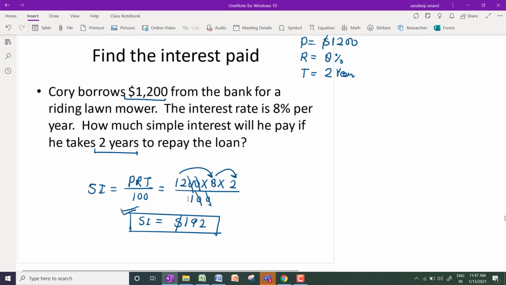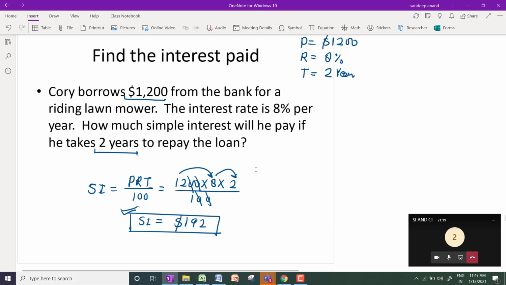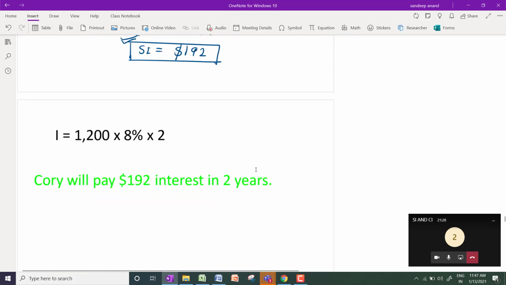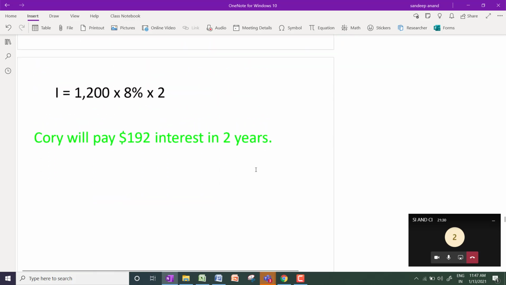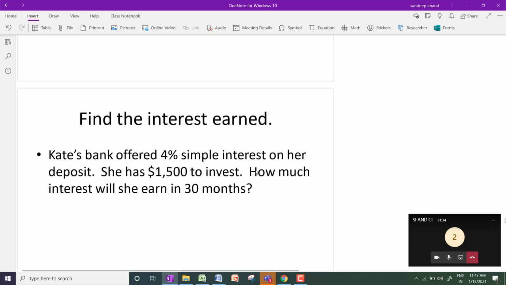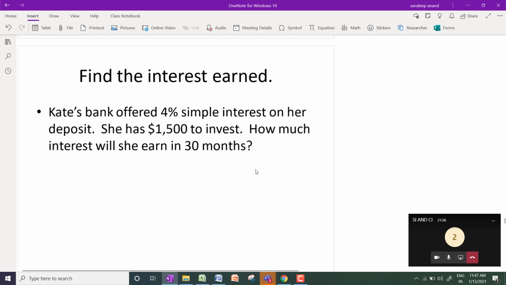Now I am moving to the third question. Take a screenshot if anyone wants, otherwise I move. Okay, so this is the solution. Corey has to pay $192 in 2 years. Try this one. Kate Banks offered 4% simple interest on her deposit. She has $1,500 to invest. How much interest will she earn in 30 months?